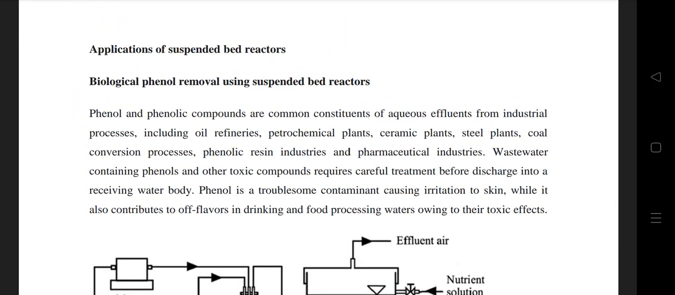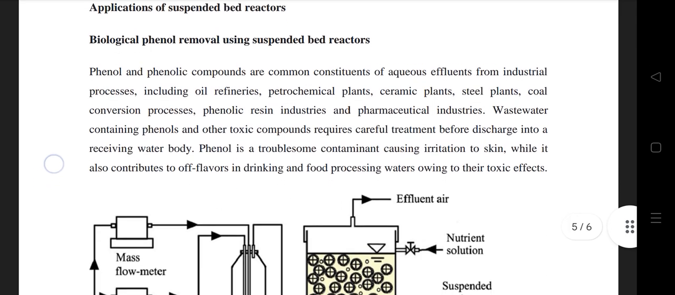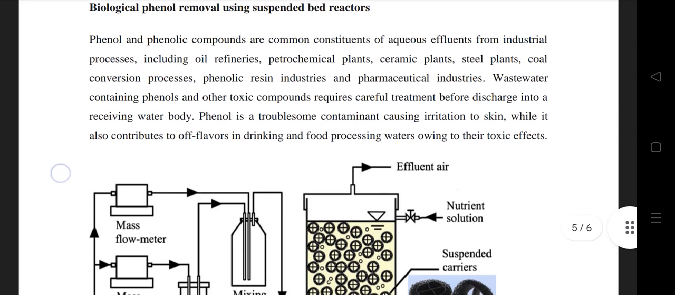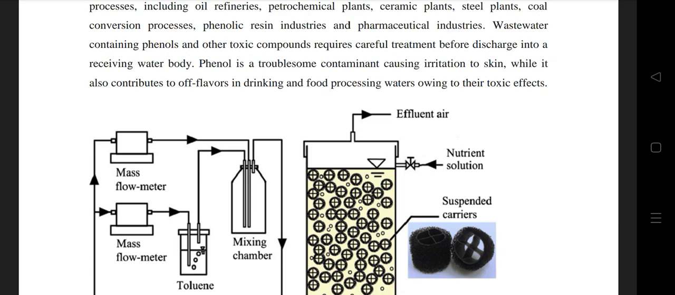Application of suspended bed reactors. One of the most important is biological phenol removal using suspended bed reactors. Phenol and phenolic compounds are very common in the effluents from industrial processes, including oil refineries, pharmaceutical plants, ceramics, steel plants, and coal conversion processes. Wastewater containing phenols and other toxic compounds requires careful treatment before discharge into the receiving water body. Phenol is a troublesome pollutant that contains very toxic material that causes irritation to the skin. It also contributes to off-flavors in drinking water and food processing.